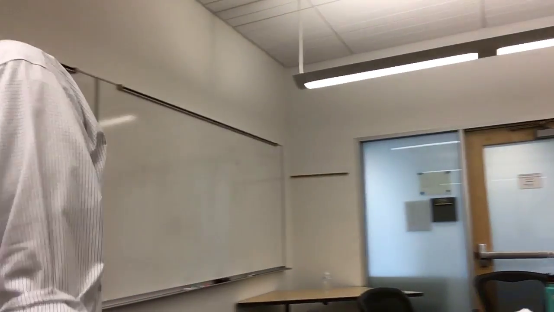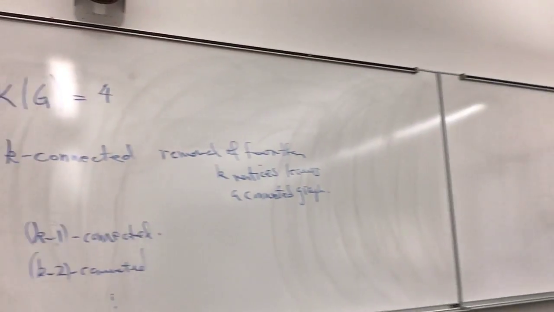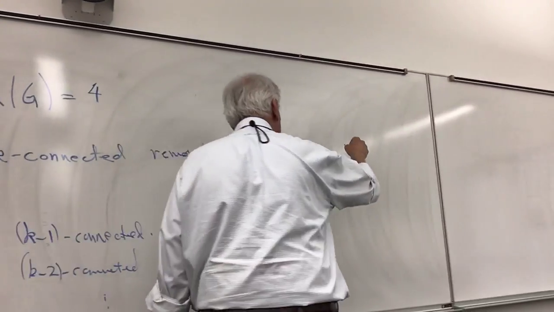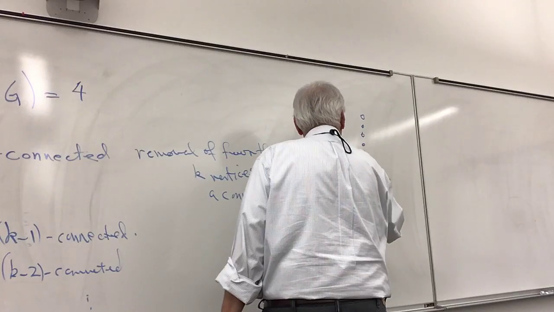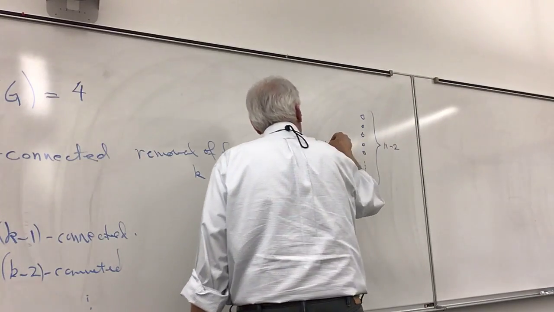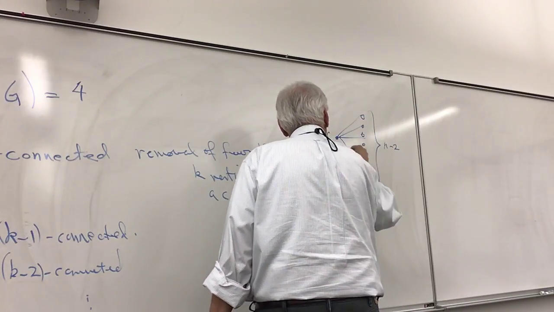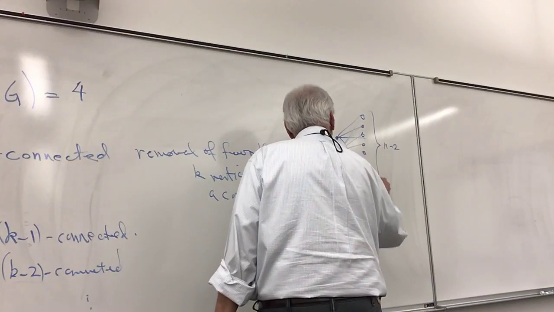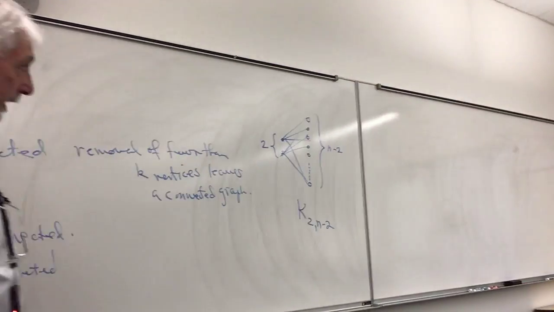Long cycle. Yeah, so, okay, so, comprehensive. Okay, so, the word long is... so here's n minus 2, and here is 2. So this is K 2, n minus 2. Okay?